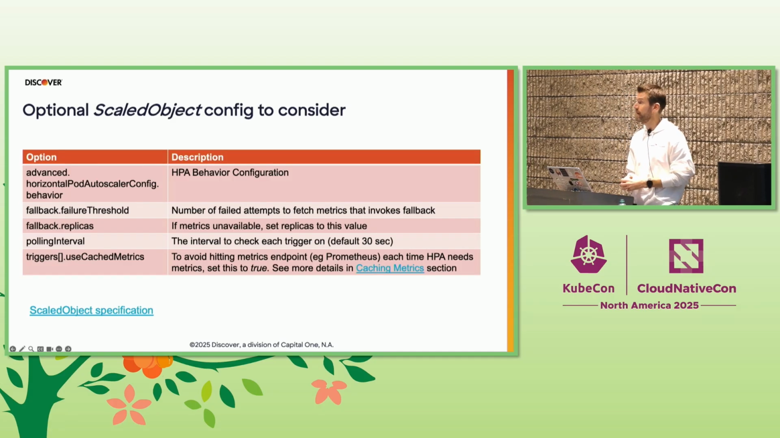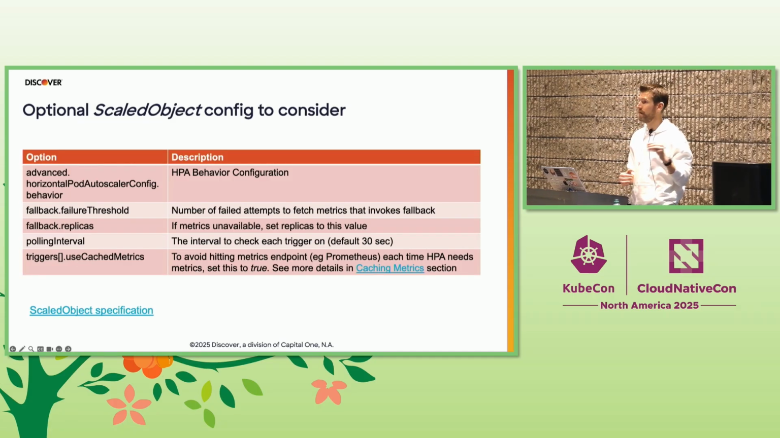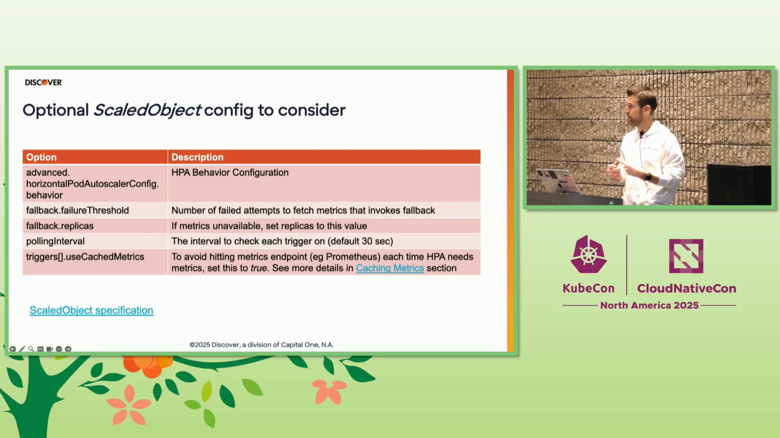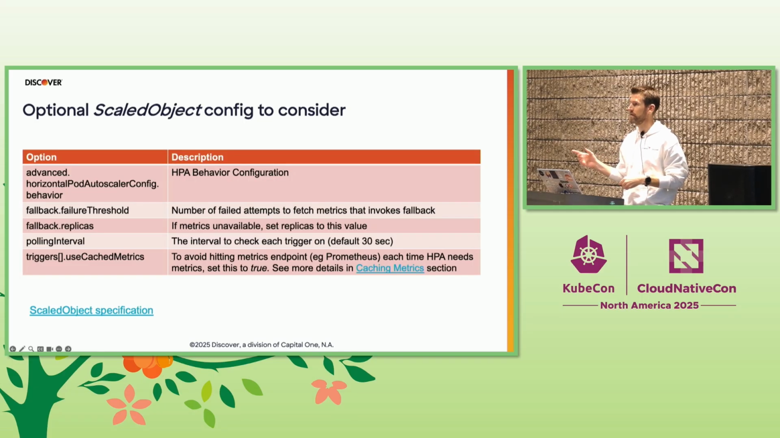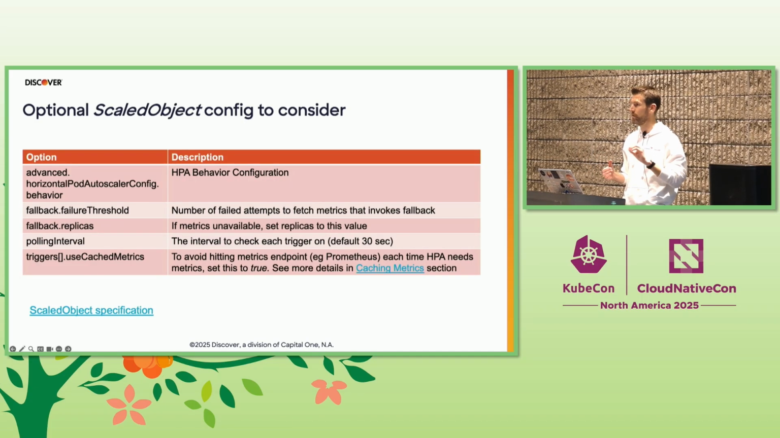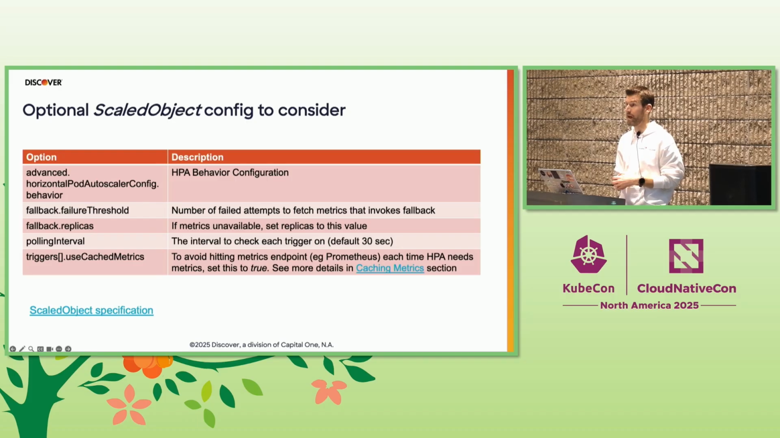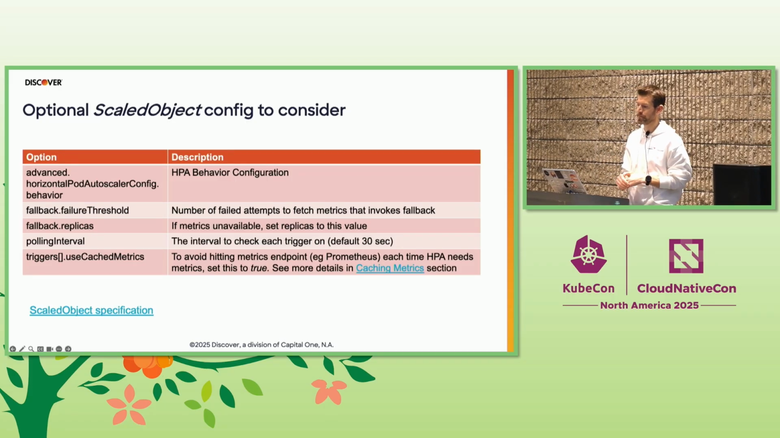And then in the event that KEDA cannot fetch the metrics from wherever it needs to get them from, you can set a fallback. So let's say that you want to say, after 3 attempts to fetch metrics, if it fails, then go ahead and set my replicas to a hard-coded value here. So let's say your max replicas is 10, maybe you want to set that to 8 just to be on the safe side. Or depending on the criticality of the app, maybe you just want to go all the way to the max.